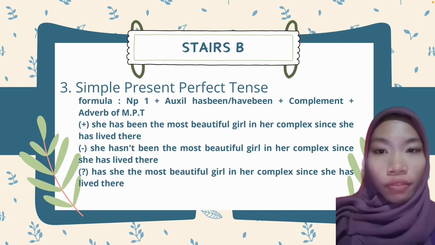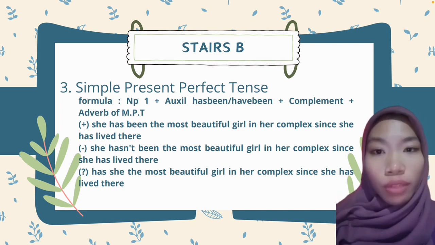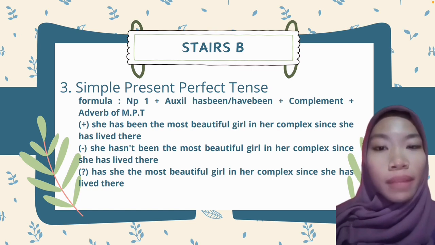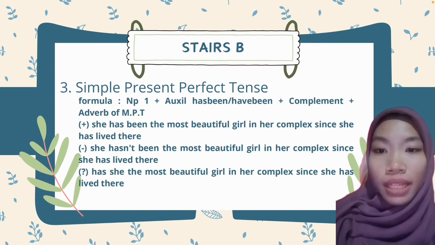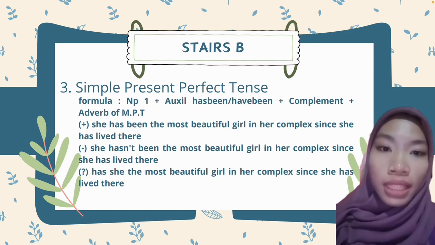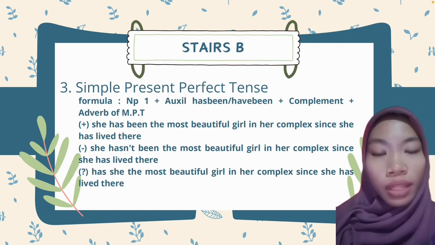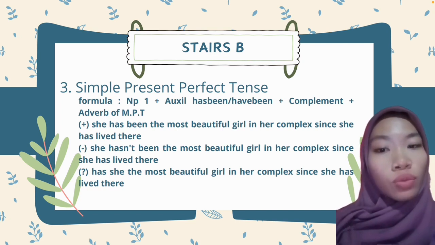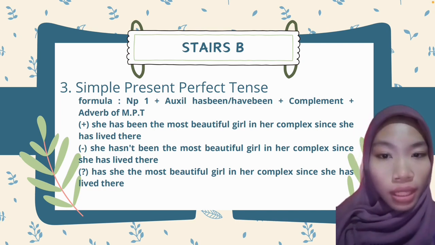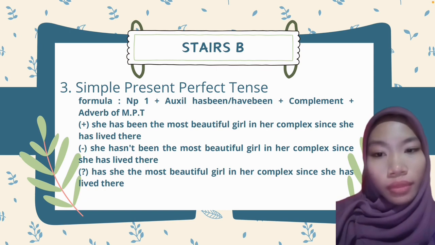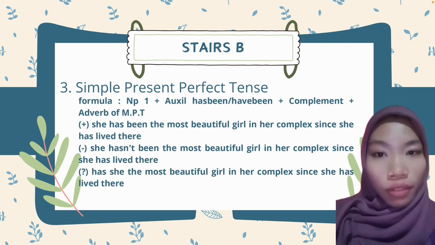Second is negative. Negative keeps using the same stairs as before. The example is, she hasn't been the most beautiful girl in her complex since she has lived there. She is noun phrase 1, has been is auxiliary, the most beautiful girl in her complex is complement, and since is adverb of time.